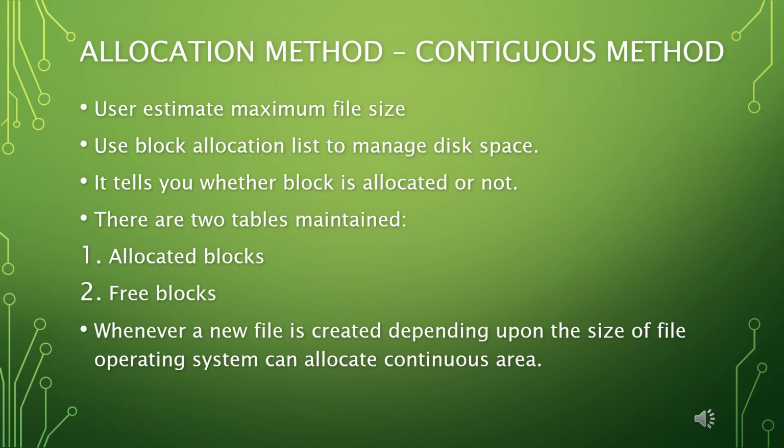Operating system normally uses a block allocation list to manage the disk space. The list gives the count of blocks on the disk. It also tells you whether the block is free or allocated. It is more useful to maintain two different tables, one of allocated blocks and the other of free blocks. Whenever a new file is created, depending on the size of the file, operating system can allocate a continuous area. If there are multiple free blocks, then which should be chosen? For that, the following methods are used. We'll learn that in the next PPT.